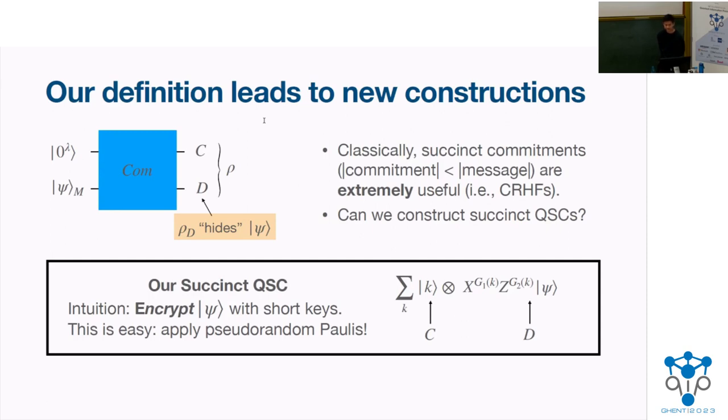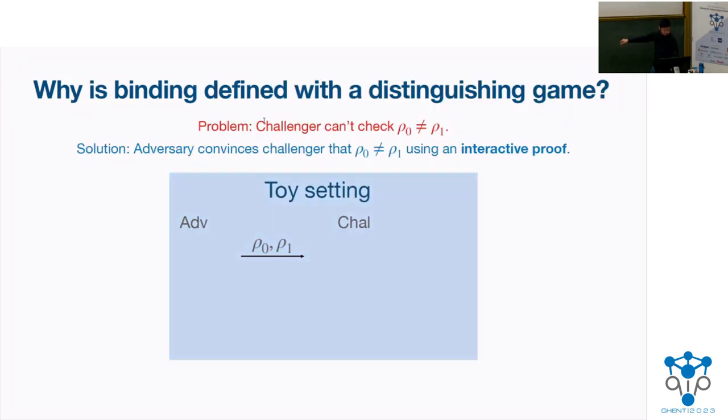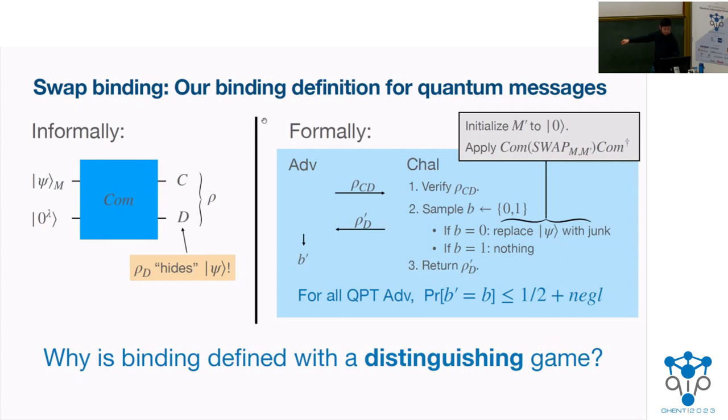Hi. In your picture, the psi is a pure state. So I was wondering, is this definition good for mixed states? And in that case, what if the committer holds a purification? Yeah, the exact same construction works. Actually, our definition says nothing about it being a pure state. And what was the last part of your question?